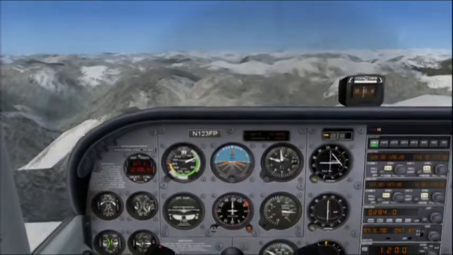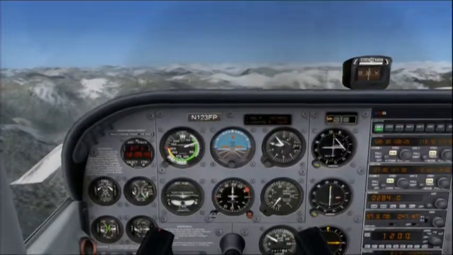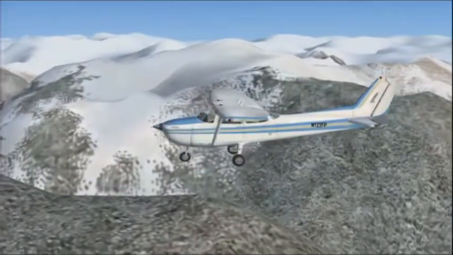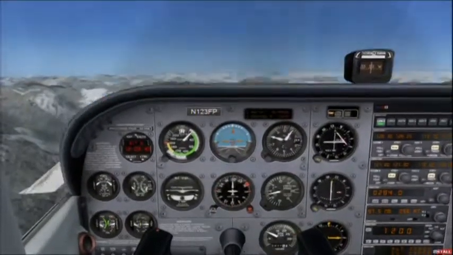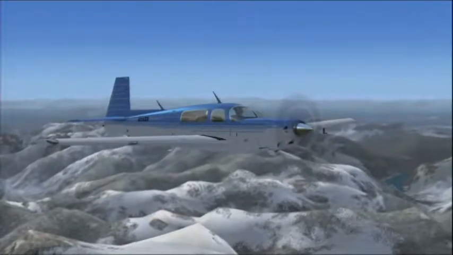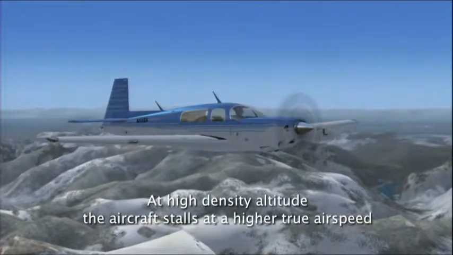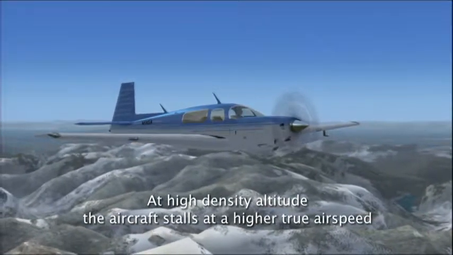Therefore, true airspeed will be higher. You will not be able to tell from your indicated airspeed that the aircraft is stalling at a higher true airspeed. Let's take a look at another example in this graphic shown here. This aircraft is flying at a high density altitude. At high density altitudes, the wing stalls at a higher true airspeed because there are fewer air molecules.